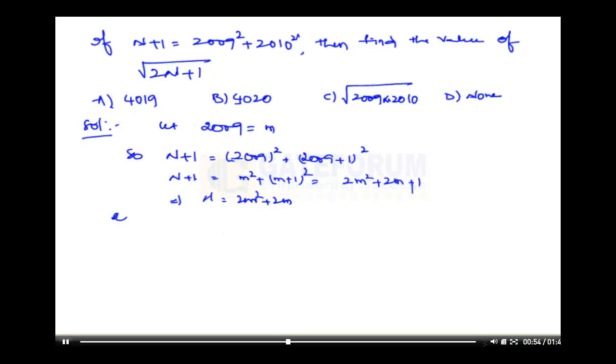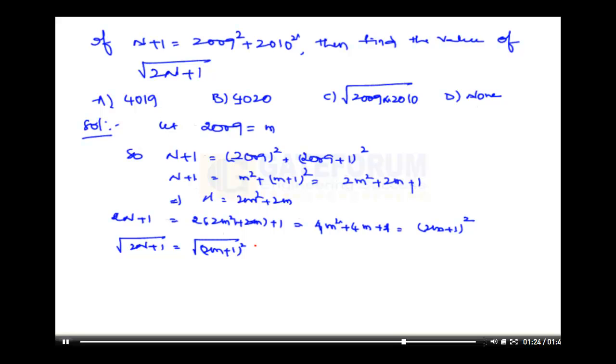Now we require 2n plus 1 here as the question is given. So 2n plus 1 can be written as 2 of 2m square plus 2m plus 1, which results in 4m square plus 4m plus 1. So we can write it as 2m plus 1 whole square. Therefore under root of 2n plus 1 can be written as under root of 2m plus 1 whole square, which results in only 2m plus 1. And already we assumed m as 2009, so 4018 plus 1 is 4019, and that is option A, the right answer here.